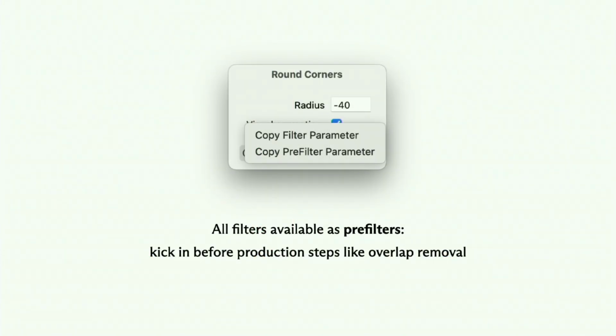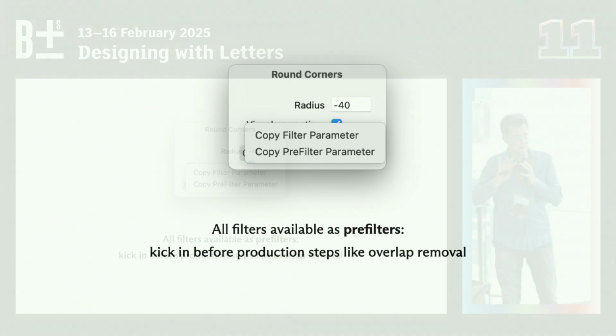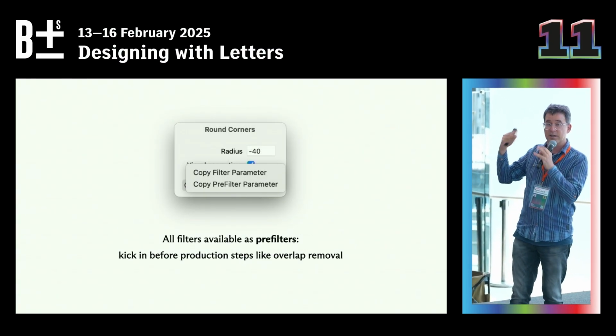All the filters, you call the filter from the menu, and then you experiment with the values, and then you usually want to use them non-destructively. So you would copy that as a filter parameter. But occasionally, you don't want it as a filter, but as a so-called pre-filter.